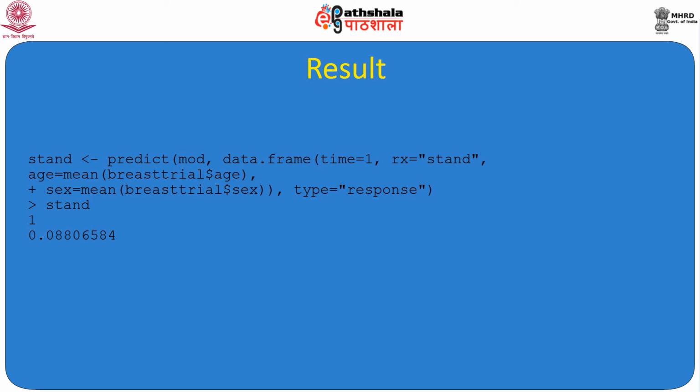This is applying for the data set of breast trial. Here initially it is to be noted that we had considered age, sex and Rx on the status of these patients. Now mod is assigned with data with time equals to 1, Rx equals to stand, age equals to mean of breast trial age, and sex equals to mean of breast trial sex value.